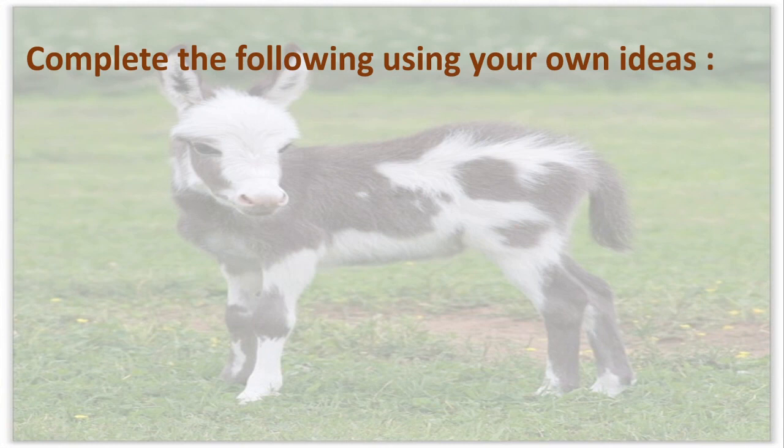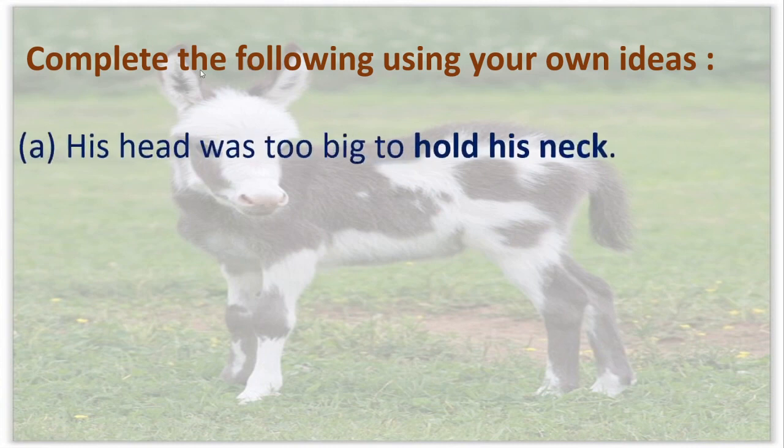Now next one is complete the following using your own ideas. Yes, dear children, here you have to use your own ideas to complete the sentence. Here you can see the sentence, his head was too big to dash. Here it is given one example. Hold his neck. This is from the poem. His head was too big to hold his neck. Like this we have to write and we have to complete the given sentence.